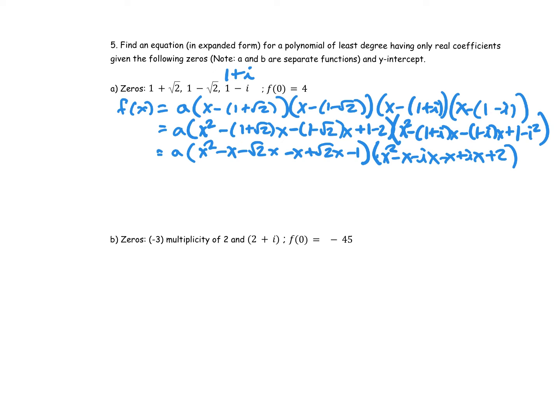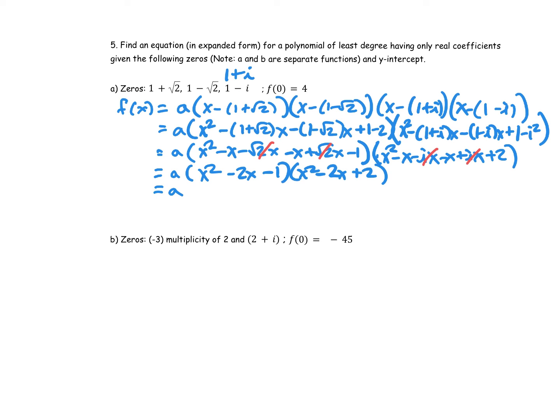All right, let's clean this up. We've got x squared, nicely, this goes away, and also this minus ix and plus ix goes away. So the roots and the i's should be eliminated. So x squared minus 2x minus 1. And then we've got x squared minus 2x plus 2. Perfect. Now I still have this a out front. Again, I'll deal with that shortly.